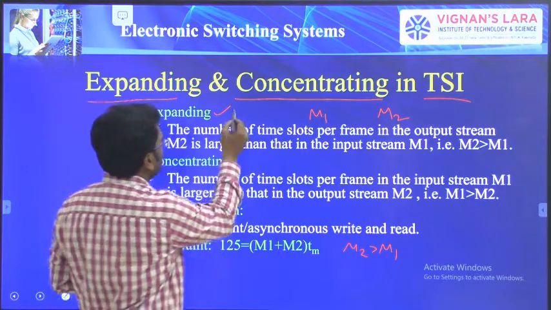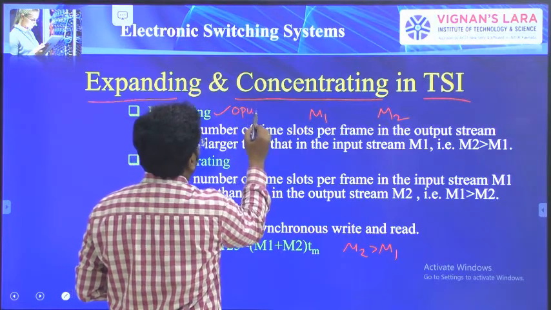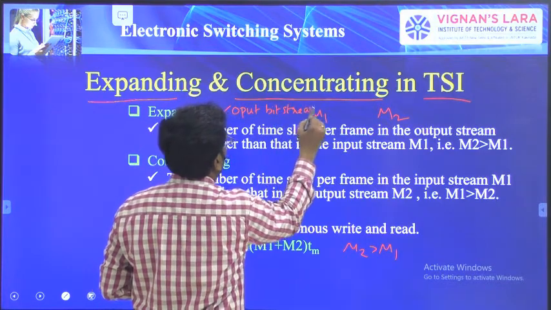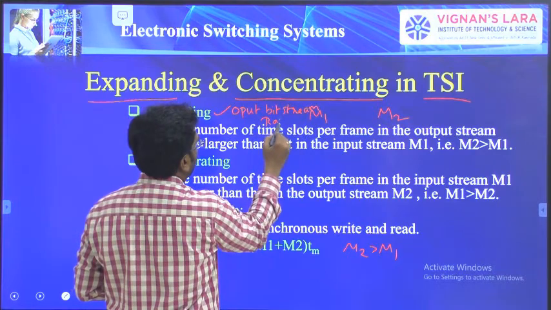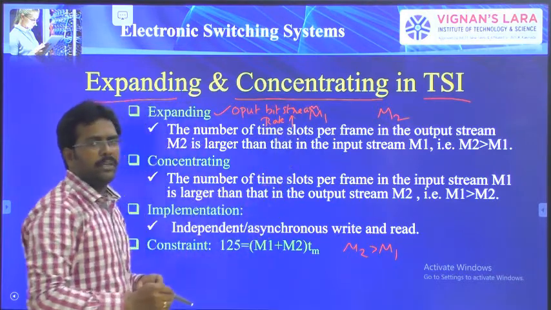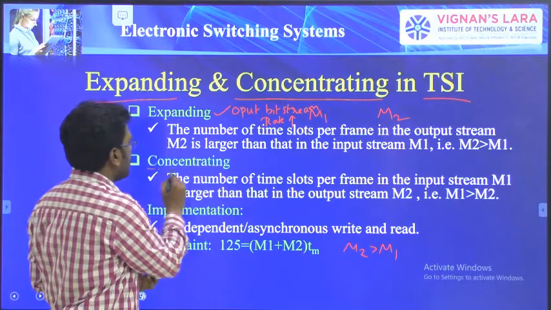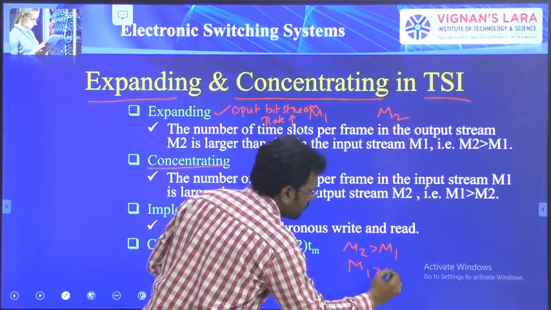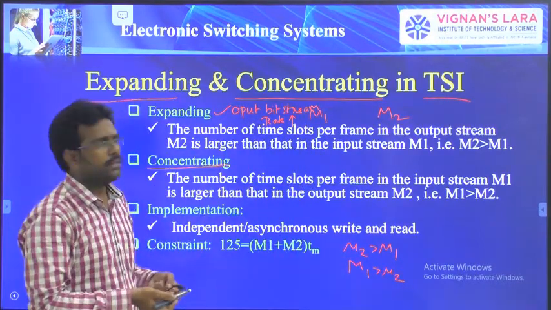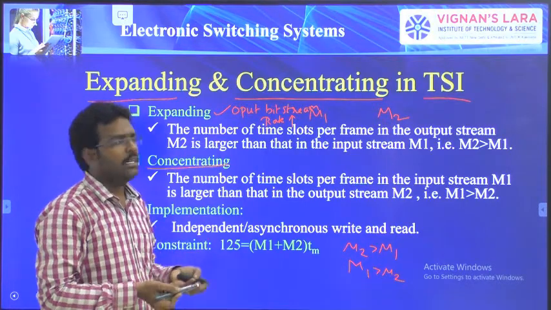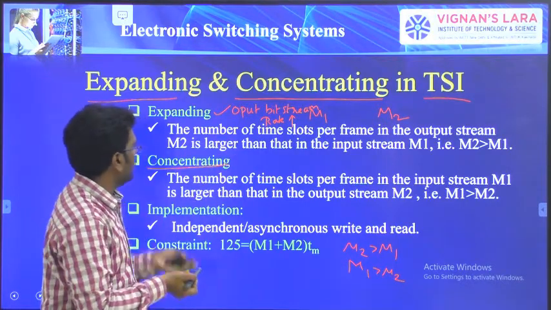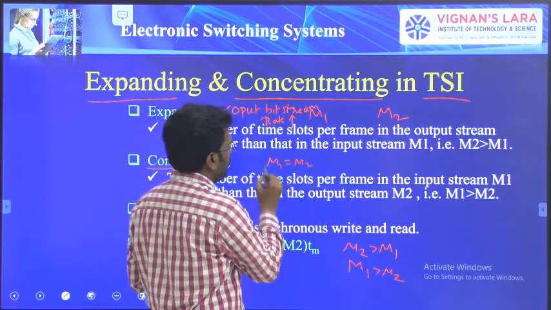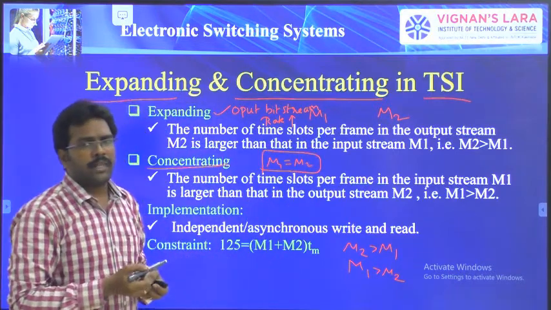So in expanding mode, the output bit stream rate is more when compared to the input bit stream rate. In the case of concentrating, it is the reverse of this, that is, M1 is greater than M2. So obviously what we can observe here is that the input bit stream rate is more than the output bit stream rate. That is for concentrating. If M1 is equal to M2, both the bit rates are the same.